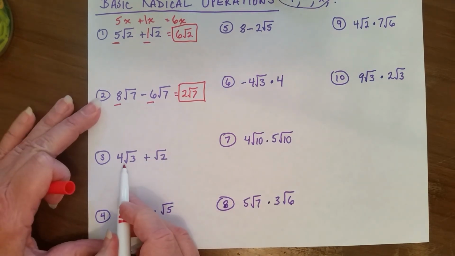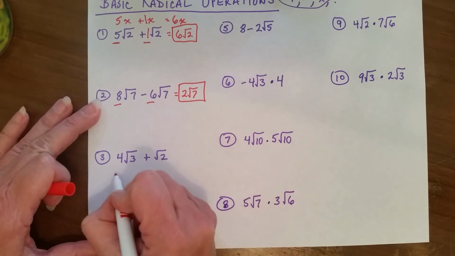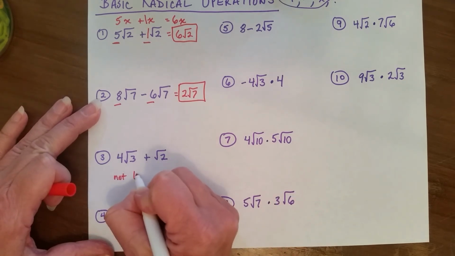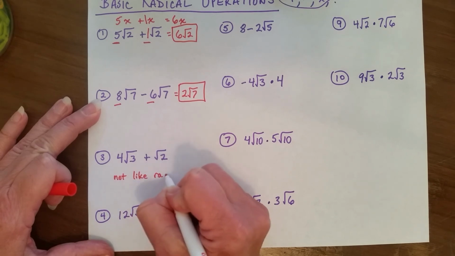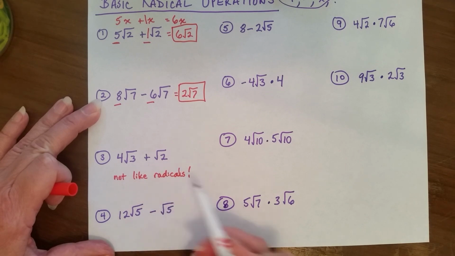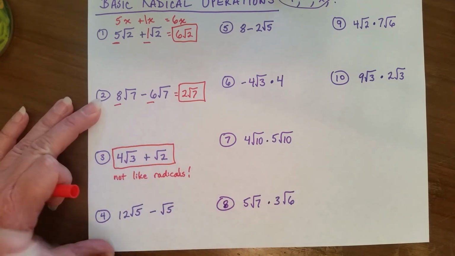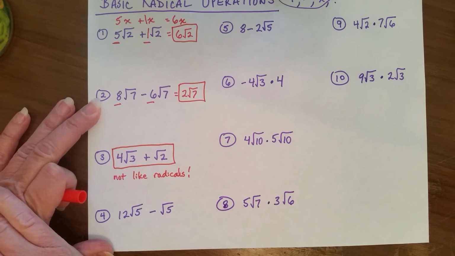Okay, here I have a 4 root 3 plus a root 2. Now these are not like radicals. You have a root 3 and a root 2. They're not alike. You cannot add them. That would be your final answer. You cannot simplify further.